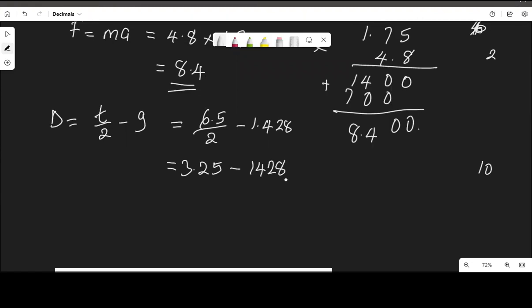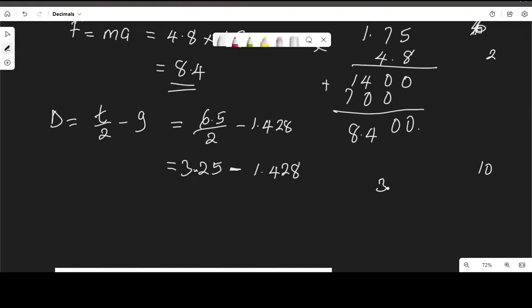Then 3.25 minus 1.428. Now, the goal of this is to be able to do calculation without a calculating device. So you may be given a question and you are not allowed to use a calculating device. How can you perform that? These are the tricks we are learning now. So 3.25 minus 1.428. Now when subtracting decimal numbers, we arrange the numbers in a way that the whole number is on whole number, the decimal point is on decimal point, and the decimal numbers are on decimal numbers.